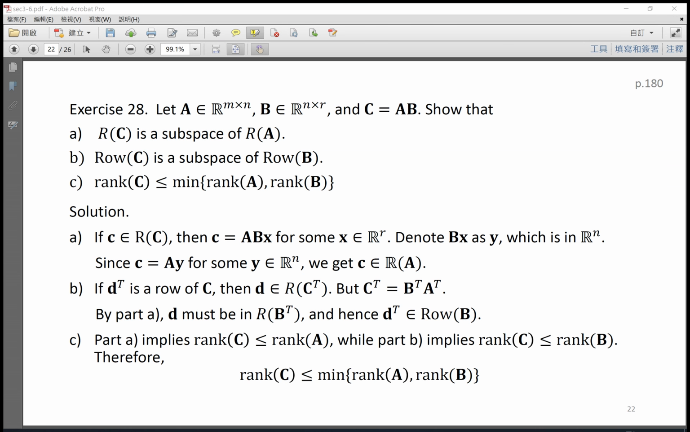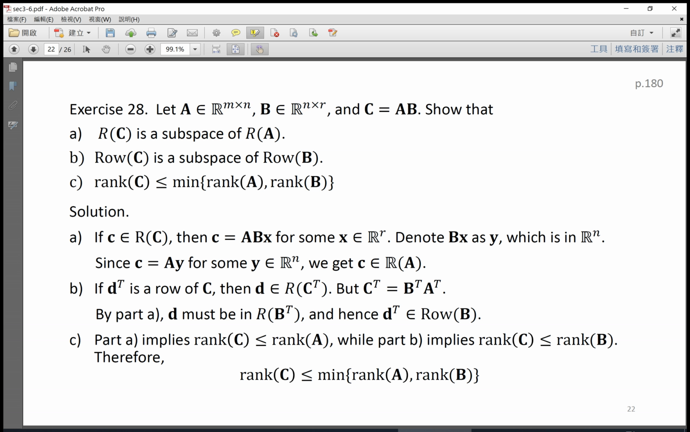The next example is exercise 28, which is from page 180 of the textbook. Let A be an m times n matrix, and B be an n times r matrix, and C is the product of matrix A and B. We need to prove that the following three statements hold.